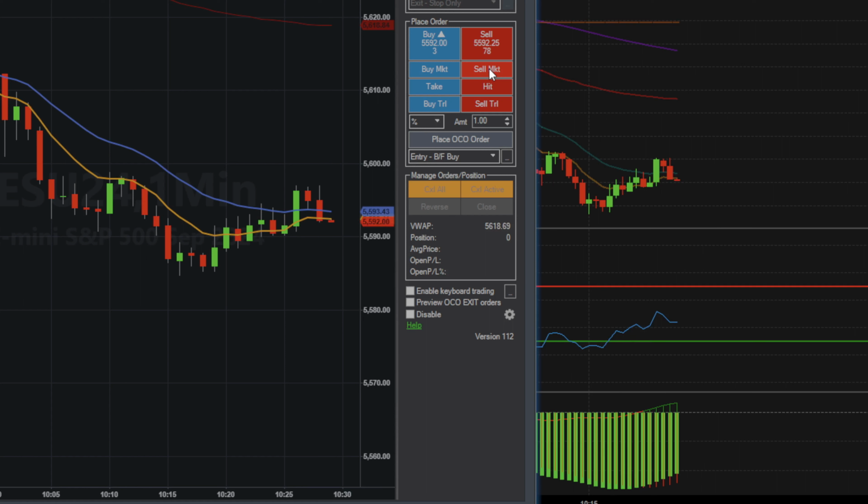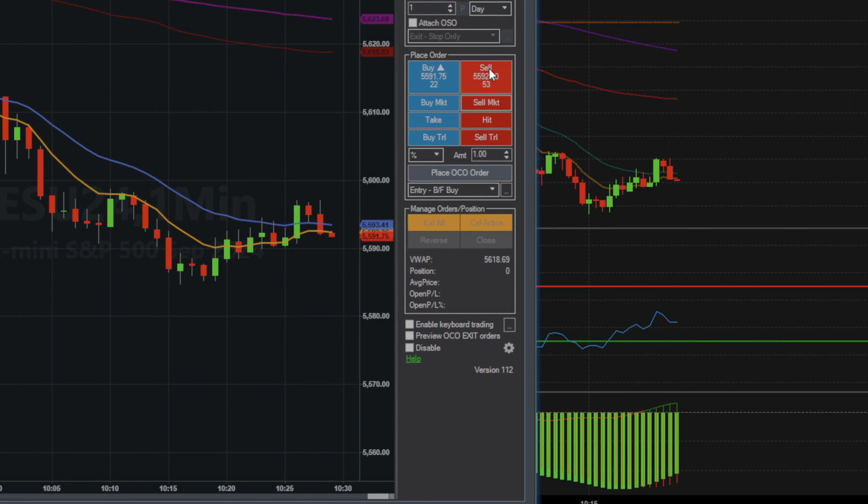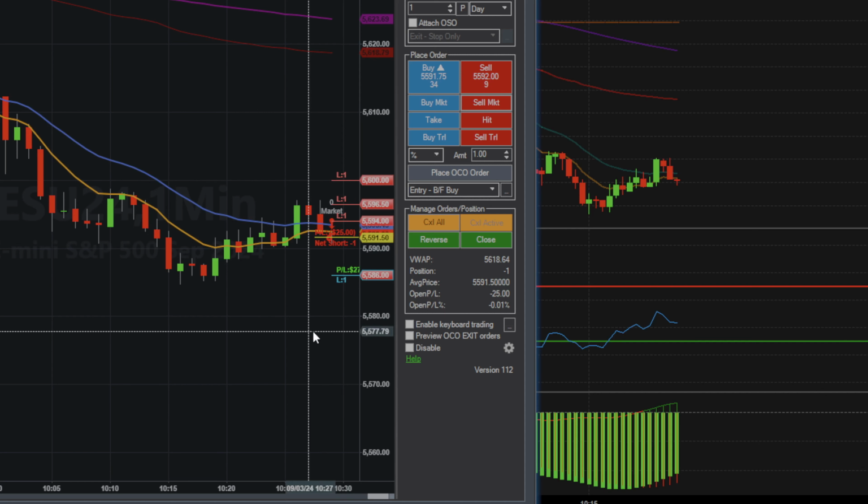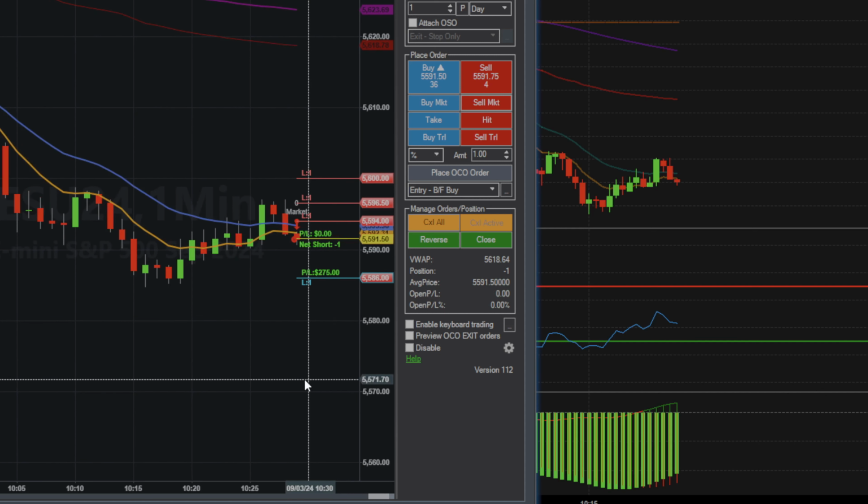So watching here. Order filled. Start a short position here. I'm going to add some orders above it to add to the short if need be. Target going to be down here toward the lows.